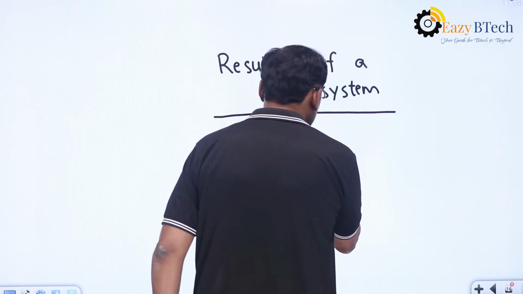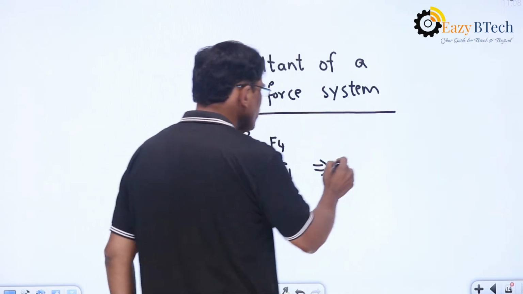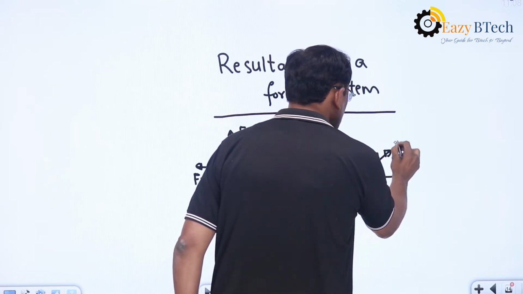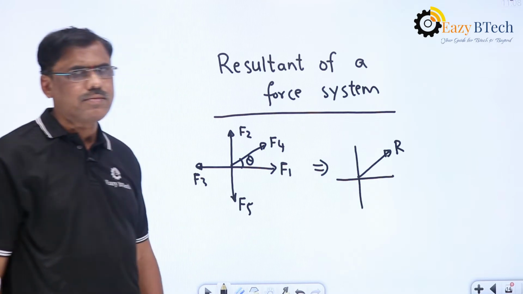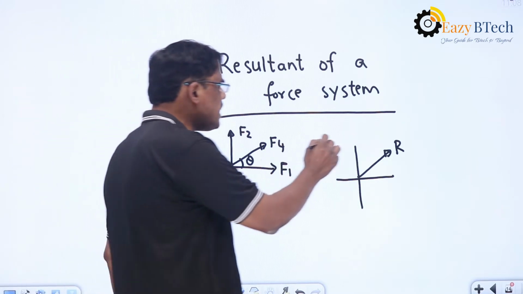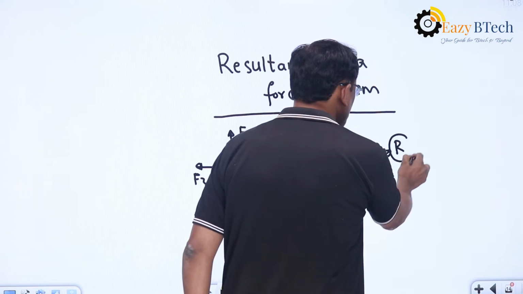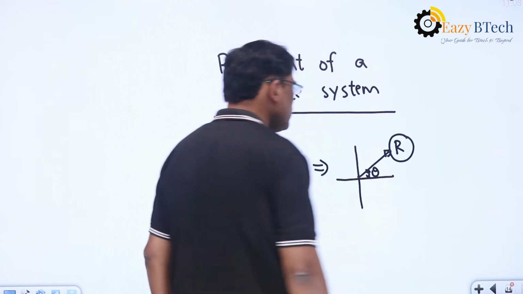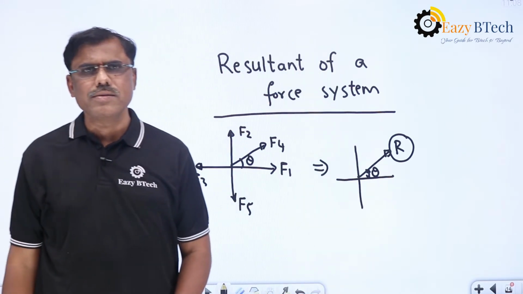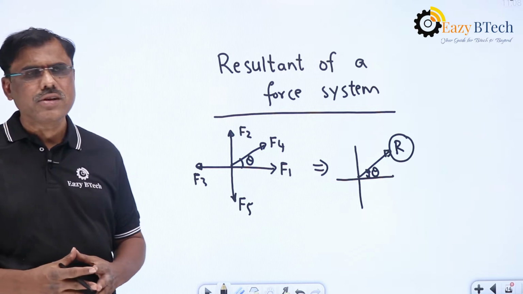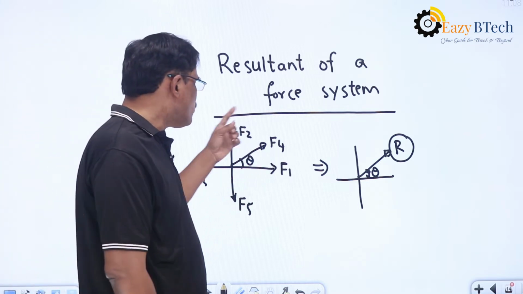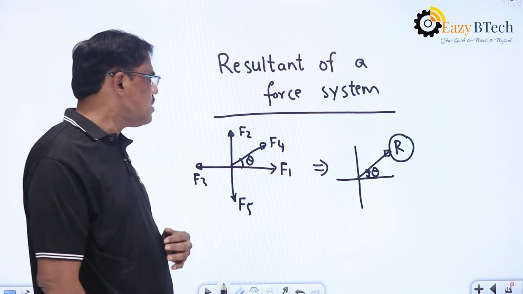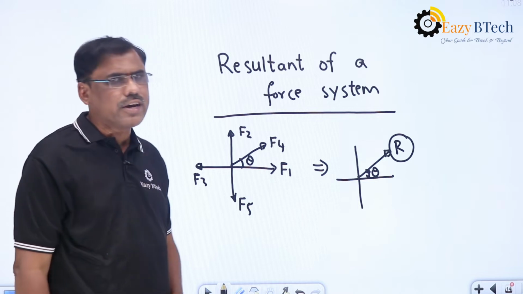So if you take a force system and replace it by a single force, then it is known as the resultant. If you give this value, it is the magnitude of the resultant, and if you also mention the direction, the angle, then it is the direction of the resultant. So resultant means a single force which replaces the given system and has the same effect as that of the number of forces acting on a body.